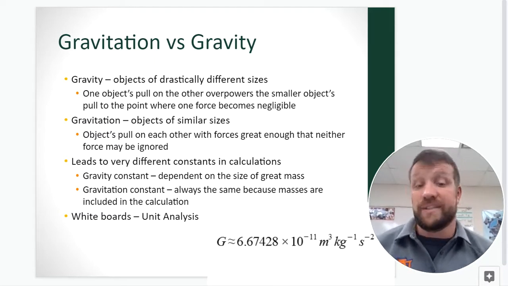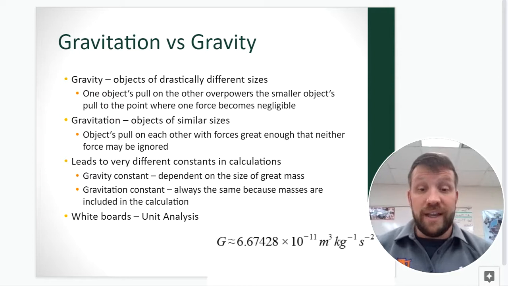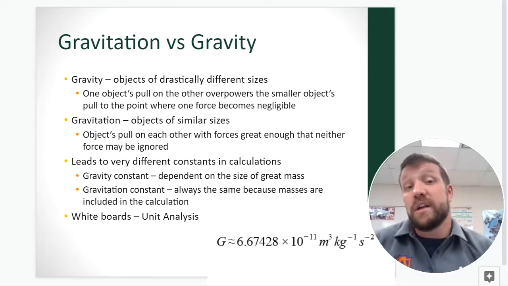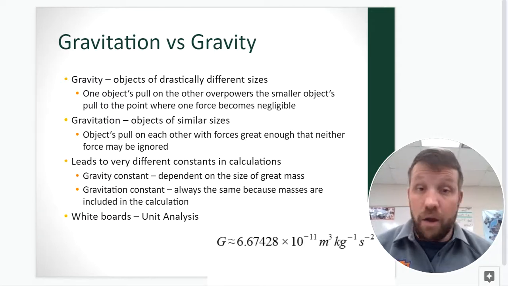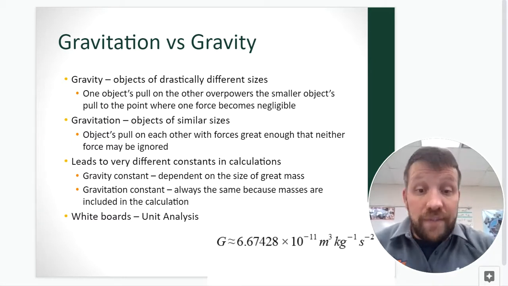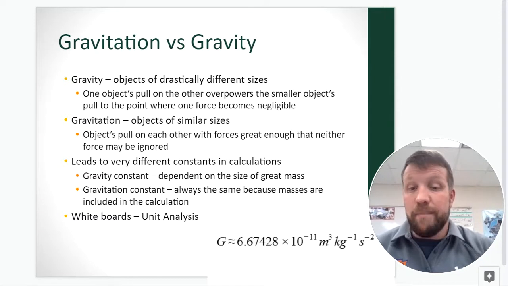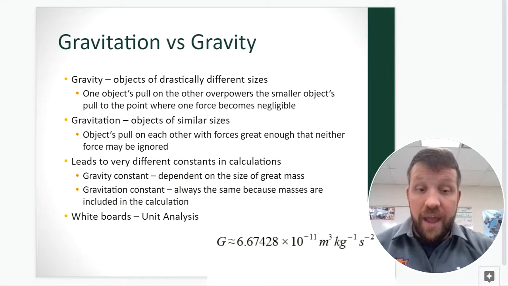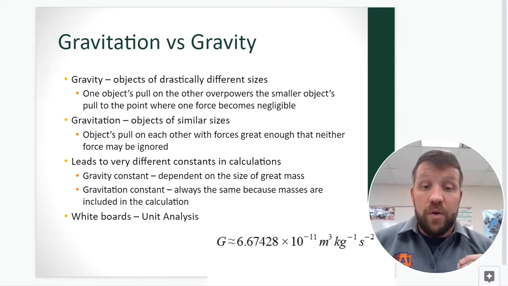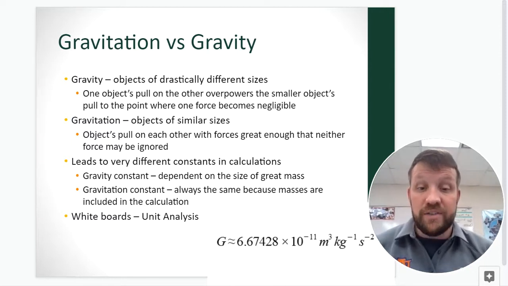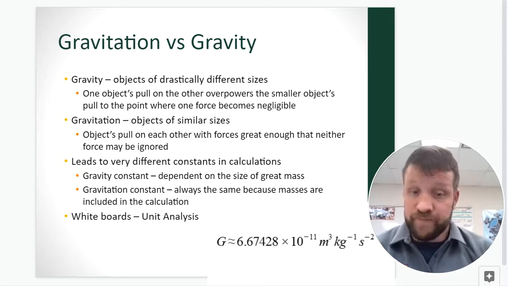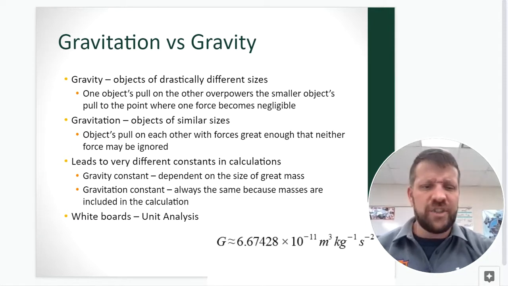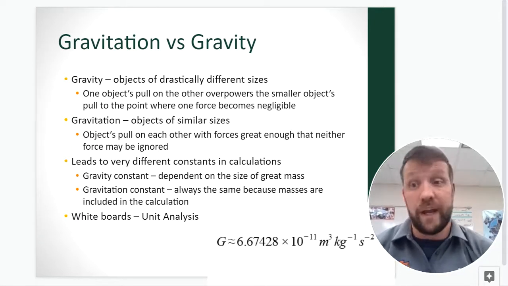So this leads to very different constants in our calculations. The gravity constant we've looked at, right? Again, it's dependent on a size of great mass. The very large Earth, that Earth mass is constant. It's plugged in there already. The radius of the Earth plugged in there already. It's all done for you to start with here. The gravitational constant will always be the same because the masses are included in the calculation. When we actually look at the equation that's present there, those masses are both included, and so we can use this same constant no matter what. Okay? So we would do a quick unit analysis in class, and we'll do that when we get there, but I'm not going to pause the notes for that right now, just to make sure that the crazy units here on this gravitation constant work out.